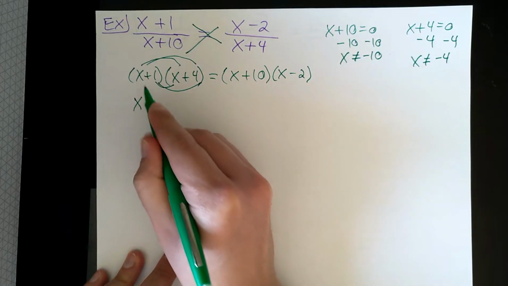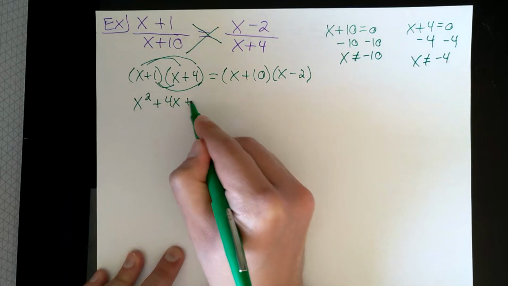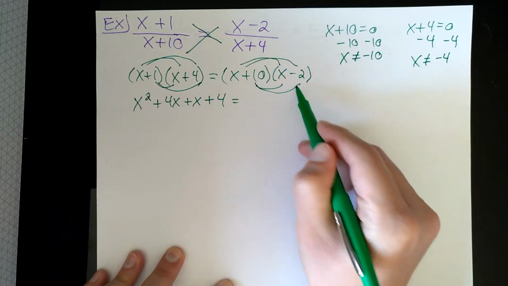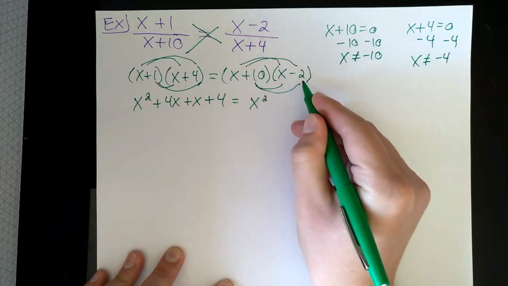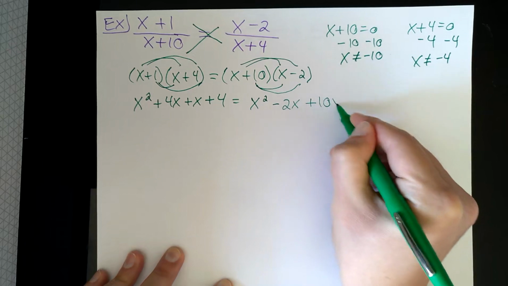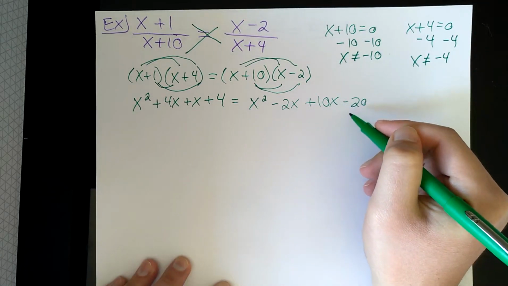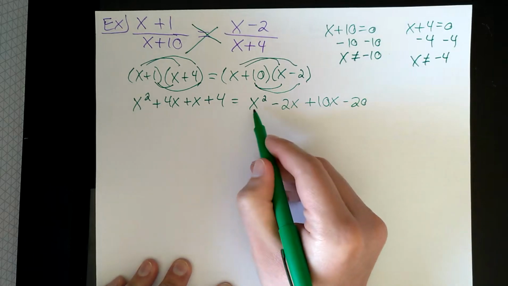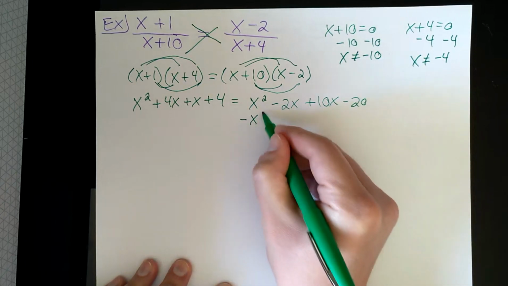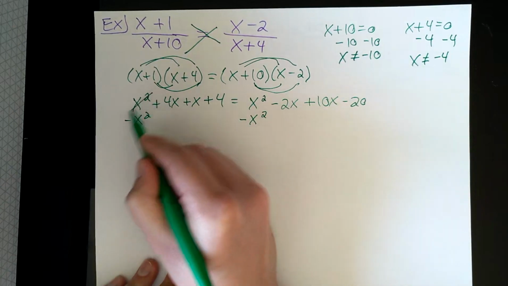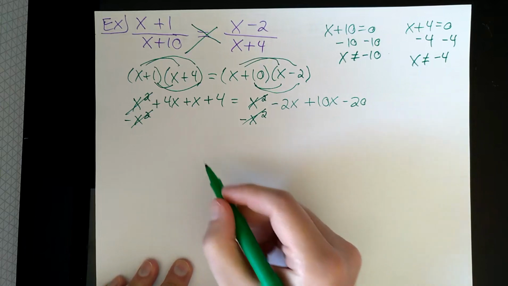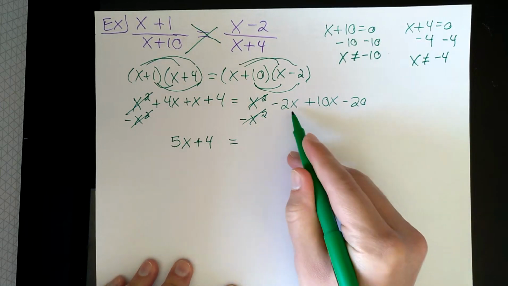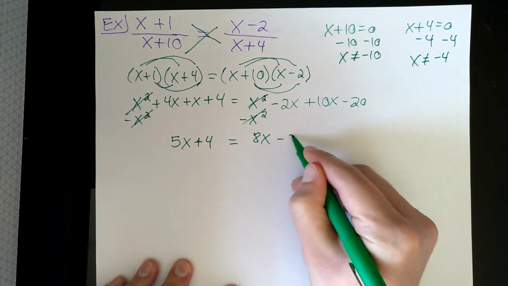So x times x is x squared, x times 4 is plus 4x, 1 times x is plus x, 1 times 4 is plus 4, and that's equal to, again, we need to distribute the x and the 10, so we get x times x is x squared, minus 2x, plus 10x, minus 20. And now we need to start combining like terms by moving them on each side of the equation. So we have an x squared here and an x squared here. If we subtract x squared from each side, both of these are going to cancel off, which will make the problem much easier to deal with. Now, combining our like terms, we have 4x plus x is 5x plus 4 equals negative 2x plus 10x is 8x minus 20.